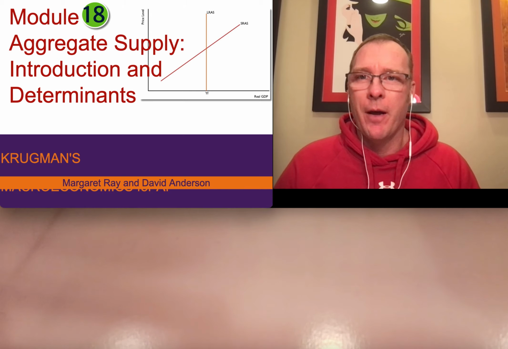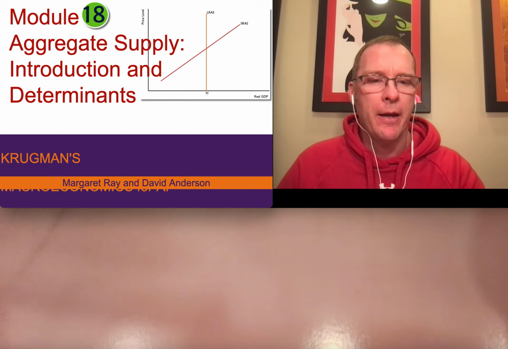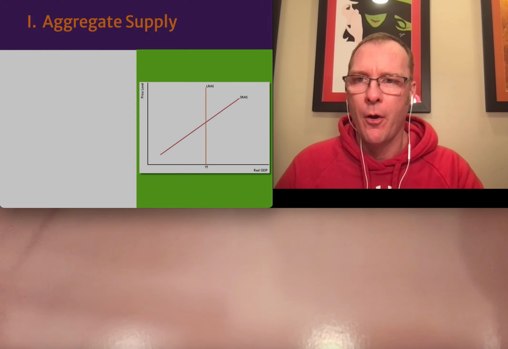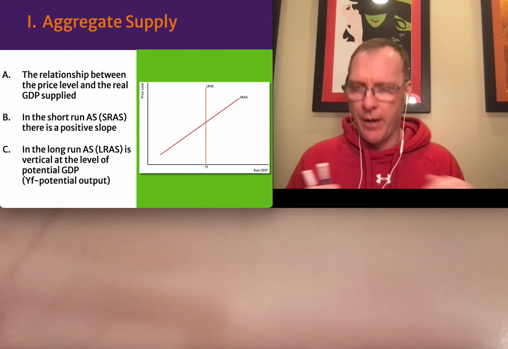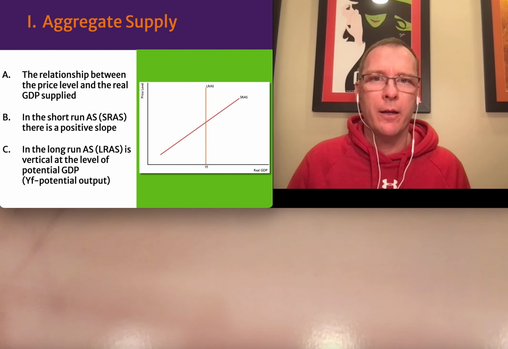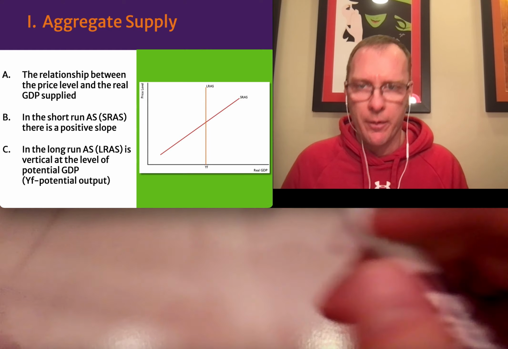Econ kids, this is Module 18, looking at aggregate supply and determining factors for aggregate supply. So in this section, you're going to talk about aggregate supply. It looks a lot like the supply in micro, right?